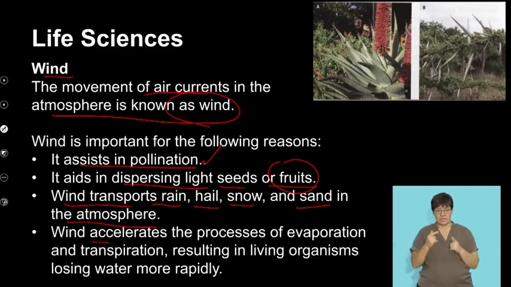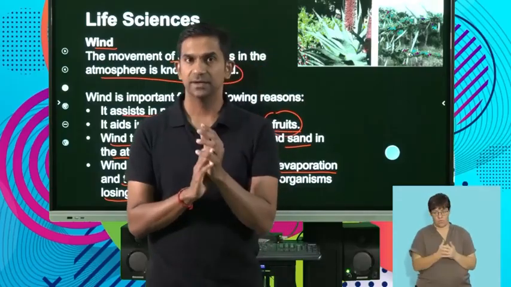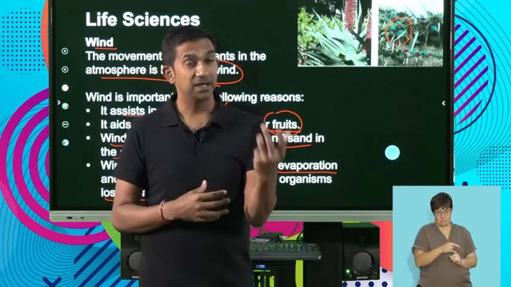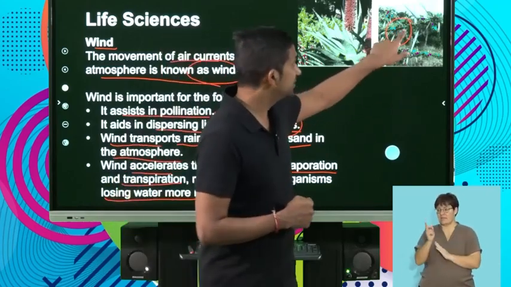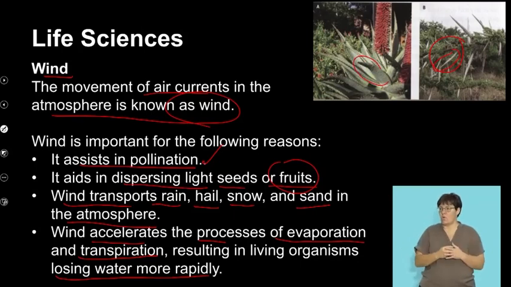Wind, however, accelerates the process of evaporation and transpiration, thus resulting in living organisms losing water more rapidly. And so you'll find that often wind influences how plants have grown, and there are certain structures that allow them to reduce the loss of water from evaporation. And so we see the development of thick thorns, reduced leaves, or thick fleshy stems as you would see in the aloe plants.